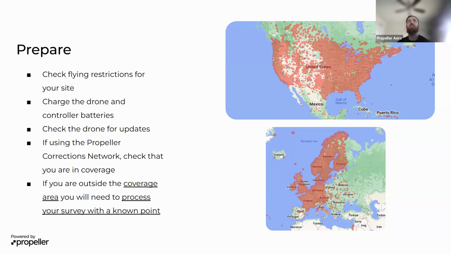We also want to make sure we're checking for flying restrictions, that the drone is charged up, checking for drone updates. Maybe we have some firmware updates that need to get knocked out before we do some data collection. And again, this propeller correction network map should always be consulted before going and flying a fresh project for the first time.